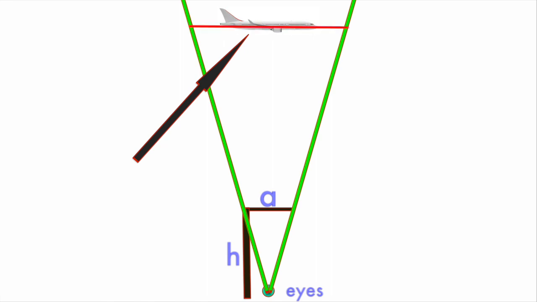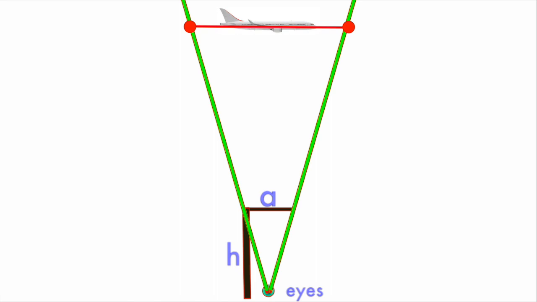So here's a line representing a palm of width A, and above it we have a plane. I would also put this line representing an arm of length h. Assuming that our eyes are placed right in the middle, our aim is to calculate the length to which our palm gets scaled at the height of a plane's flight. And this line is of exactly this length, because the plane disappears behind our palm at this point and re-emerges at this point.